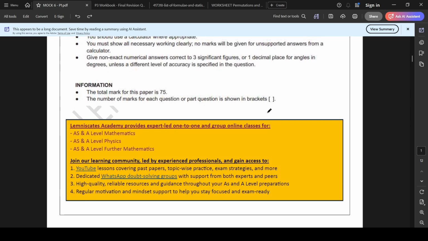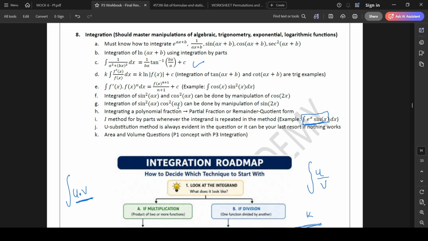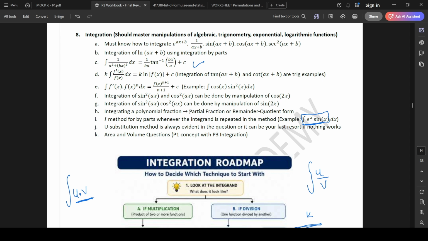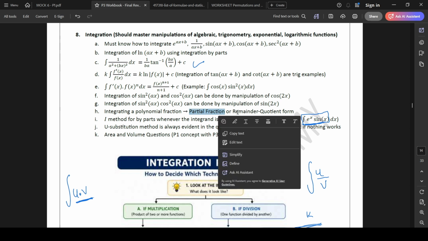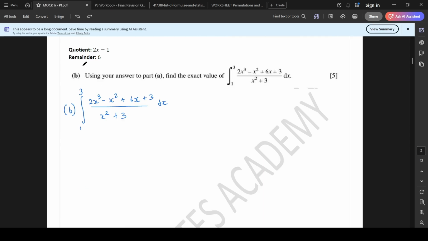If you have looked into the key pointers over here, I have explained it to you in point H. That is exactly what I talked about, that either you can break your fraction into partial fractions or the remainder quotient format. So yeah, I'm going to use this particular thing because I am supposed to use the answers from my part A.